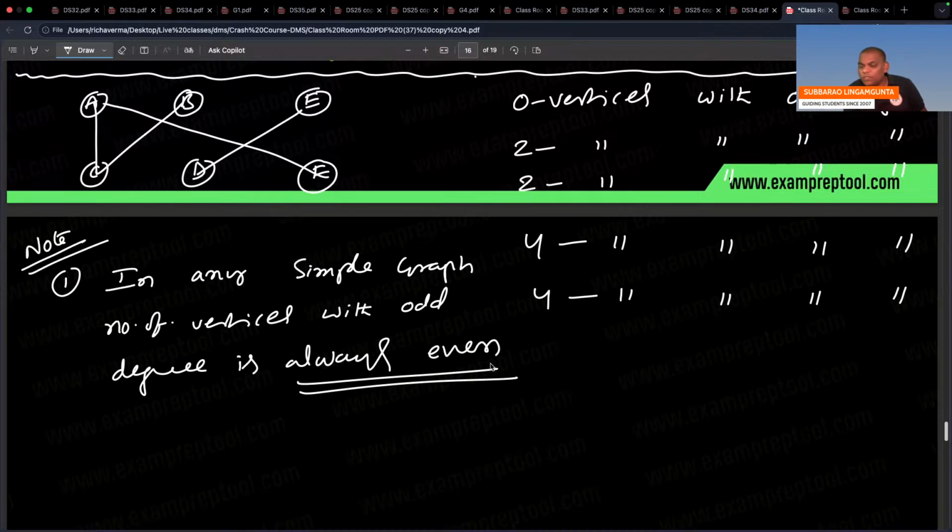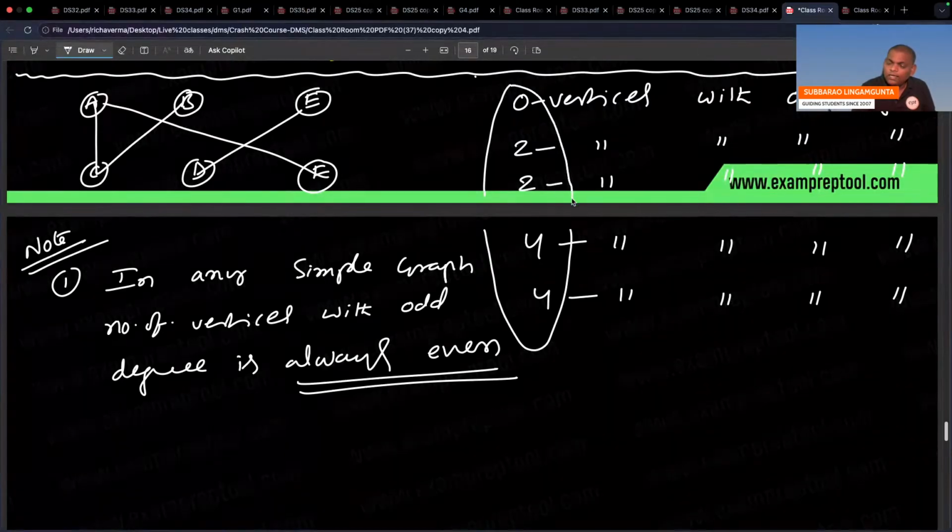0 vertices with odd degree, 2 vertices with odd degree. You check all, all are even numbers only. I tried my level best. Can I get an odd number? It is not possible. The number of vertices with odd degree is always even. In any simple graph, the number of vertices with odd degree is always even.